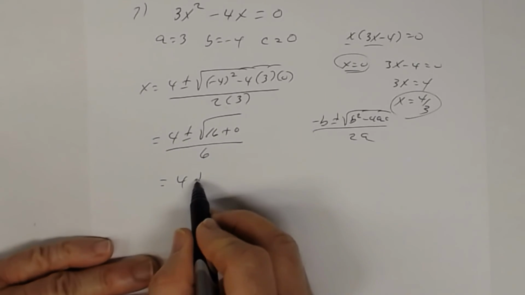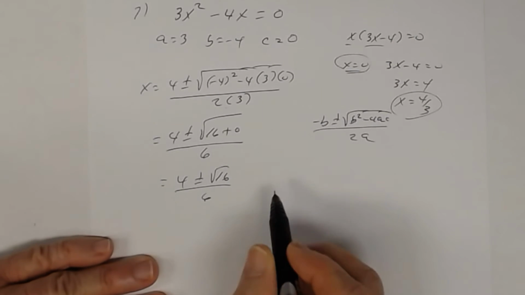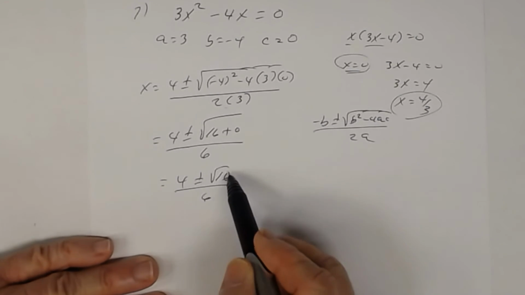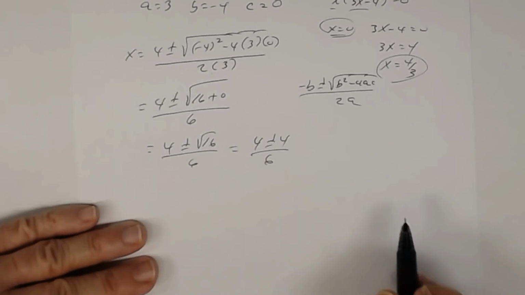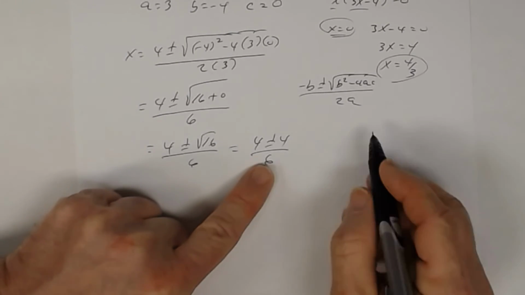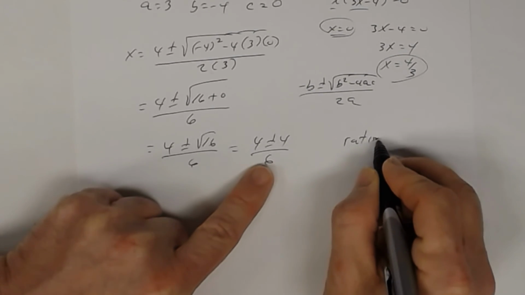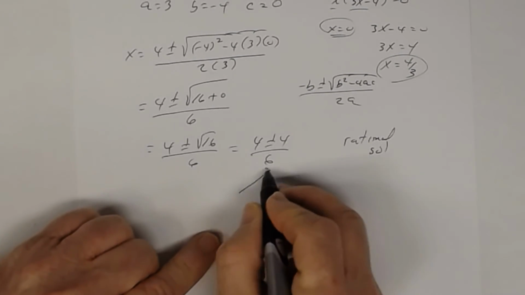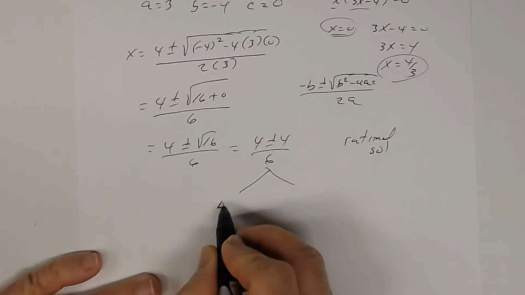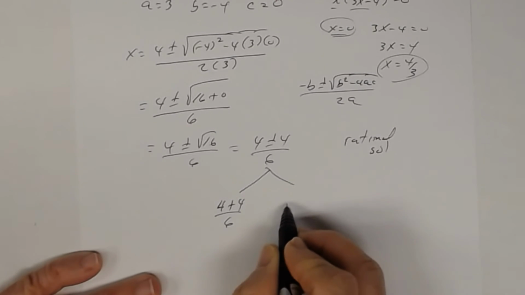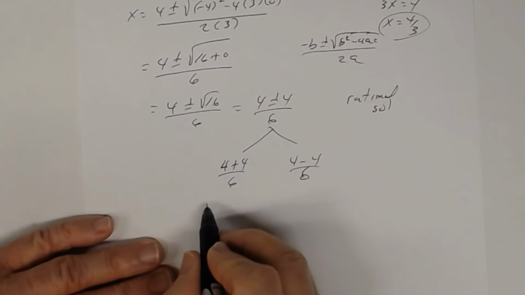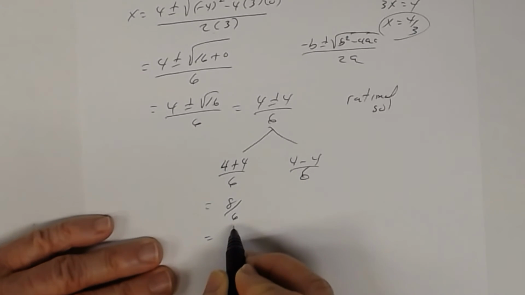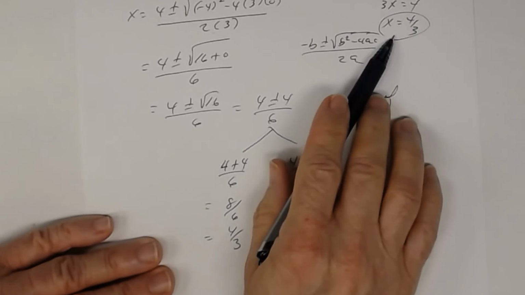So you get 4 plus or minus the square root of 16 divided by 6. Now notice the square root of 16 is 4. So this becomes 4 plus or minus 4 divided by 6. So you see, you no longer have that square root, so these are rational solutions. So in that way, you break it apart. You get 4 plus 4 divided by 6, and 4 minus 4 divided by 6. 4 plus 4 is 8, so you get 8 divided by 6. Reduced is 4 thirds, which is what you saw here.